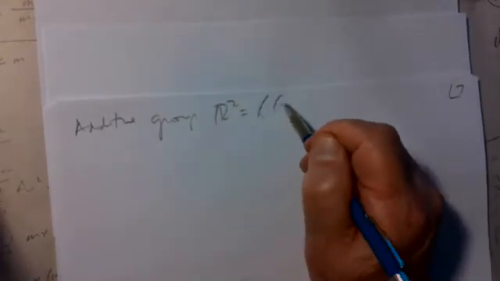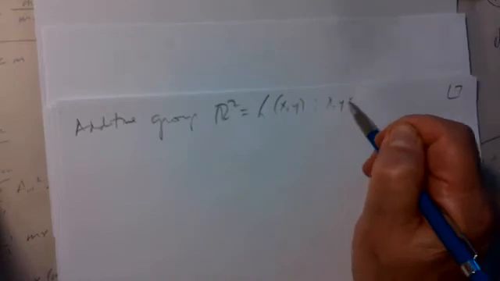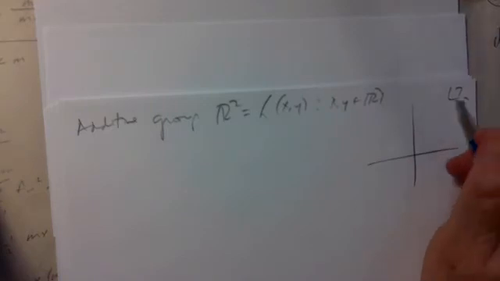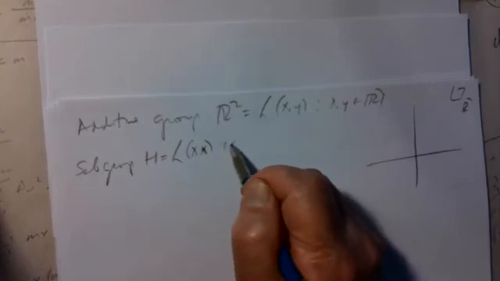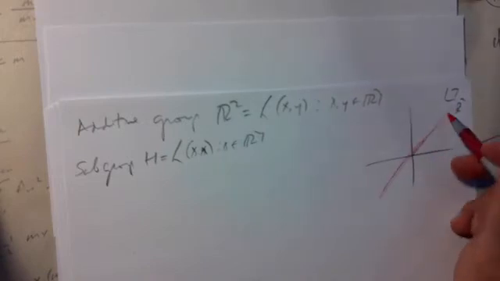So we have the additive group of vectors, R2. This is all vectors (x, y), where x and y are reals, right? That's just the ordinary plane. We have the subgroup H, which is all vectors where x equals y. The second coordinate equals the first coordinate. That's just the line y equals x, that's H.